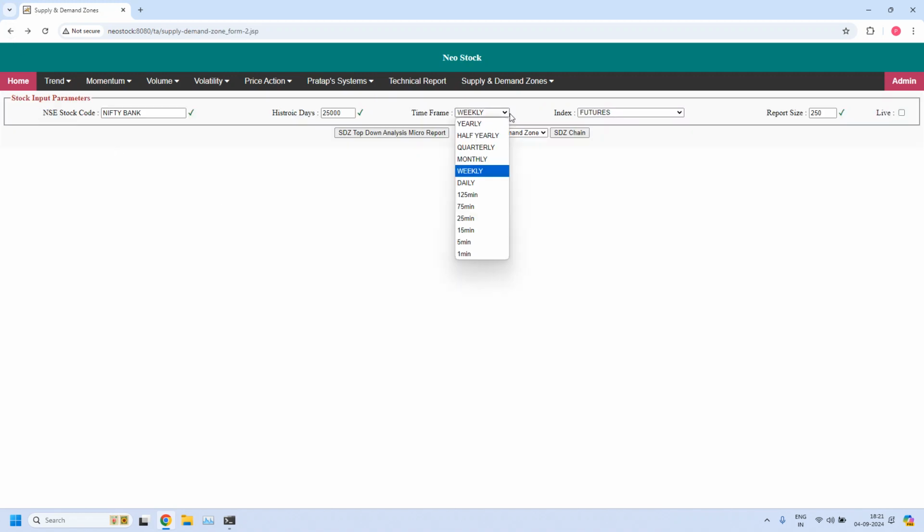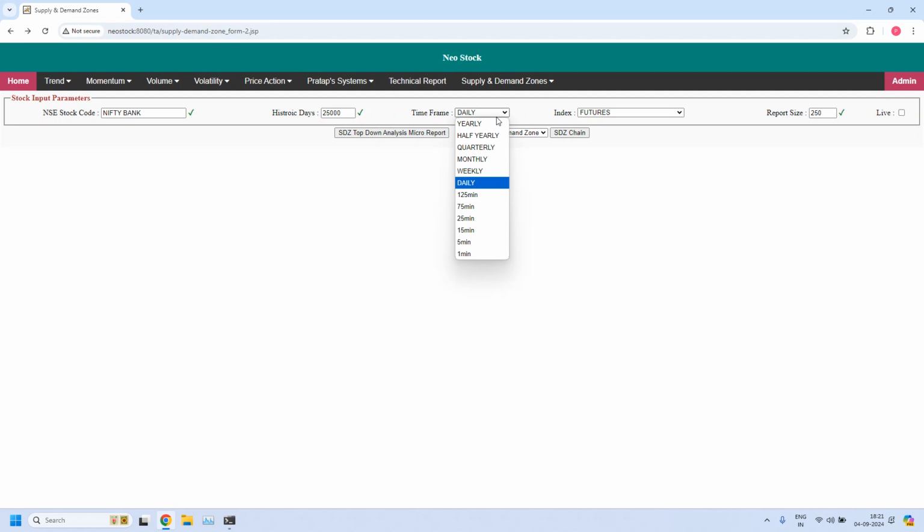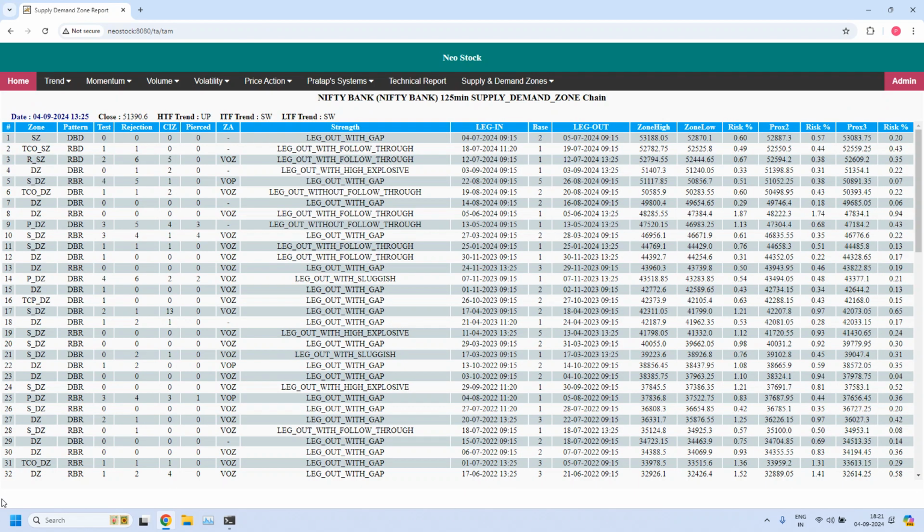Next time frame is a daily. I am generating daily supply demand zone chain for Bank Nifty. Next time frame is 125 minutes. I am generating 125 minutes supply demand zone chain for Bank Nifty.